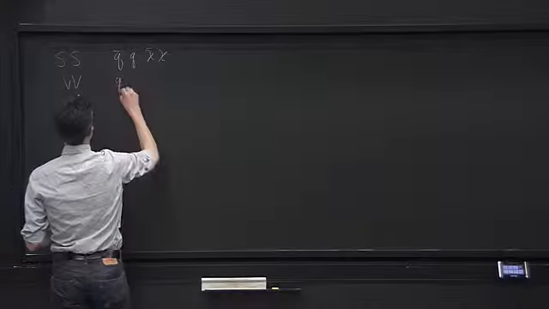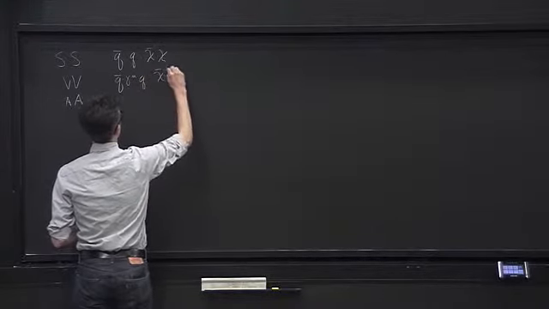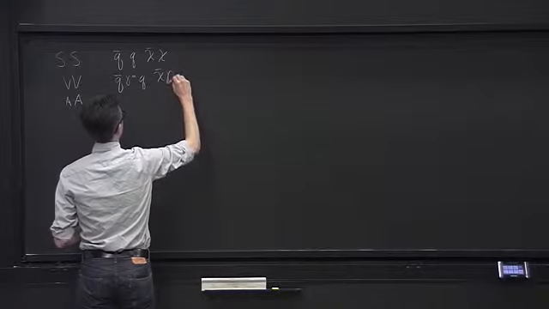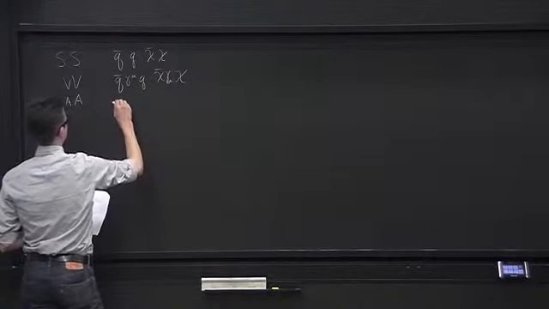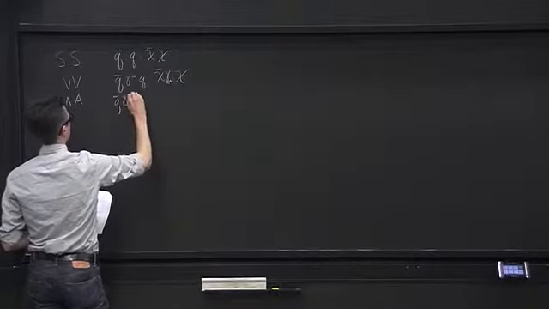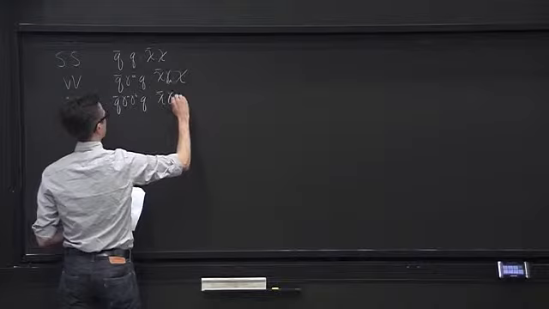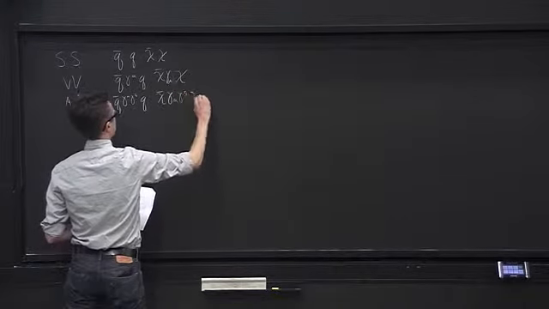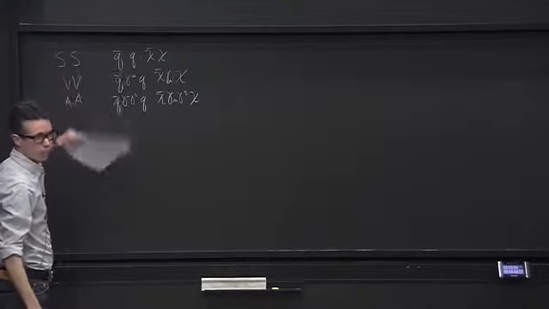We looked at stuff like q bar q, chi bar chi. For vector-vector, we looked at q bar gamma mu q, chi bar gamma mu chi. And for axial-axial, we had q bar gamma mu gamma 5 q, chi bar gamma mu gamma 5 chi. So we did this case.